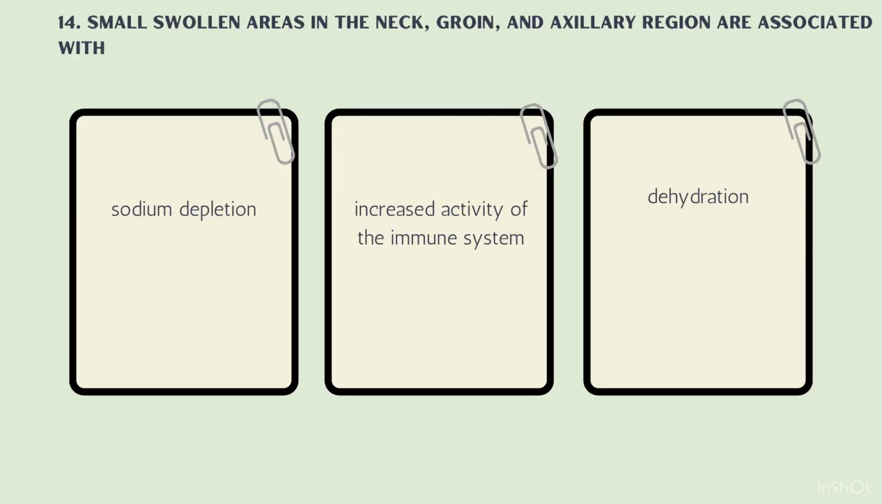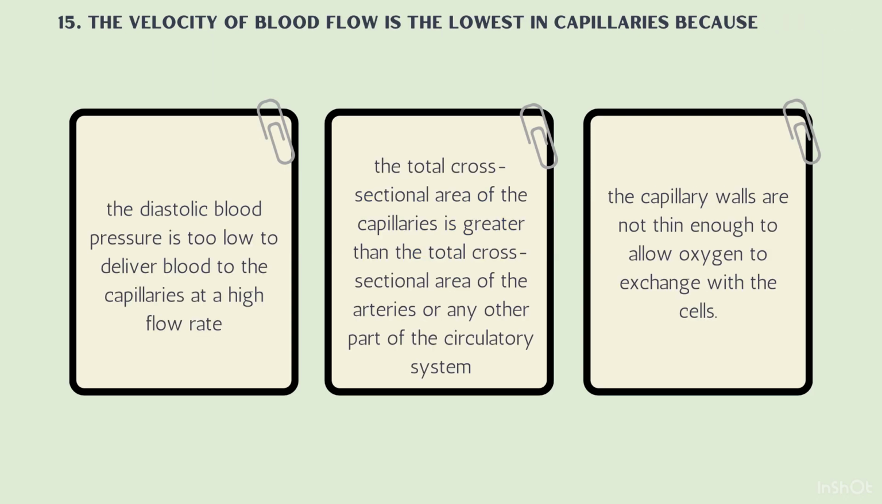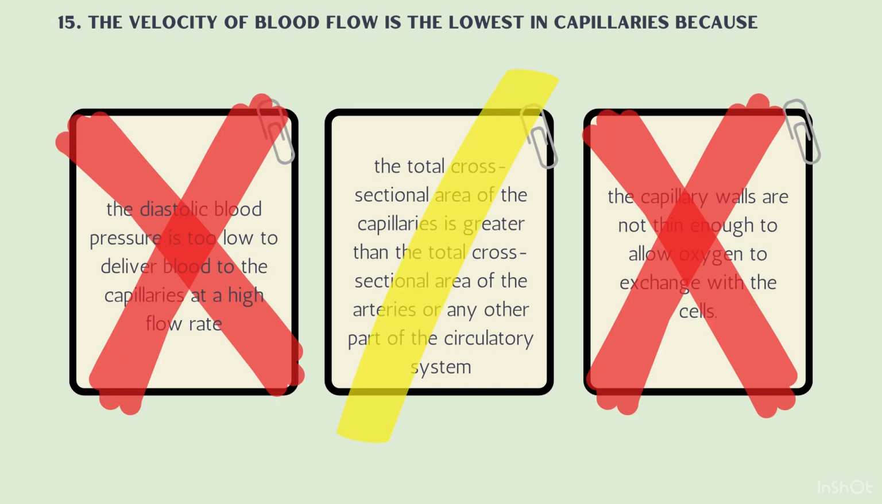Small swollen areas in the neck, groin, and axillary region are associated with increased activity of the immune system. Alright, let's look at number 15. The velocity of blood flow is the lowest at capillaries because the total cross-sectional area of the capillaries is greater than the total cross-sectional area of the arteries or any other part of the circulatory system.